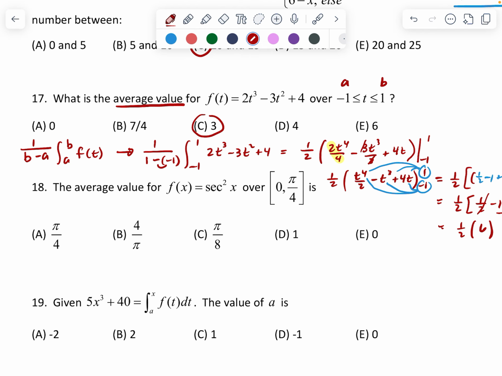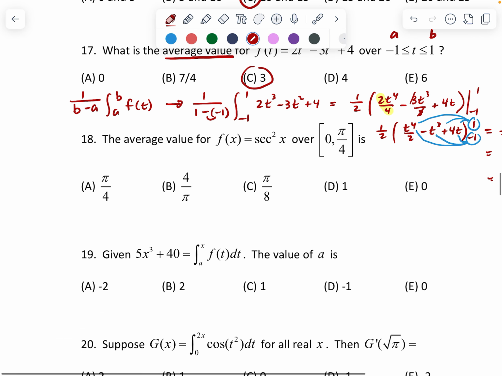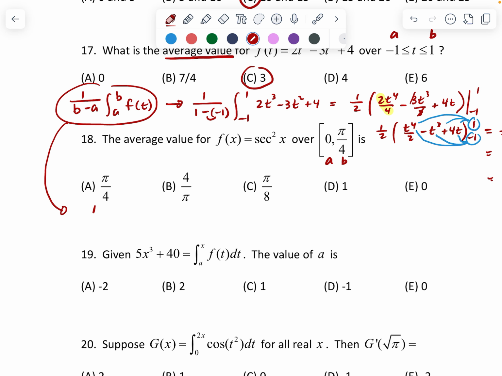Okay, number 18. Again, another average value problem. So same formula that we used here. I'm not going to rewrite it. But this time your a and b are 0 and pi over 4. So you have the integral of 1 over pi over 4 minus 0, evaluated from 0 to pi over 4. And then my function this time is secant squared x. So this is going to be 1 over pi over 4, because pi over 4 minus 0 is pi over 4.